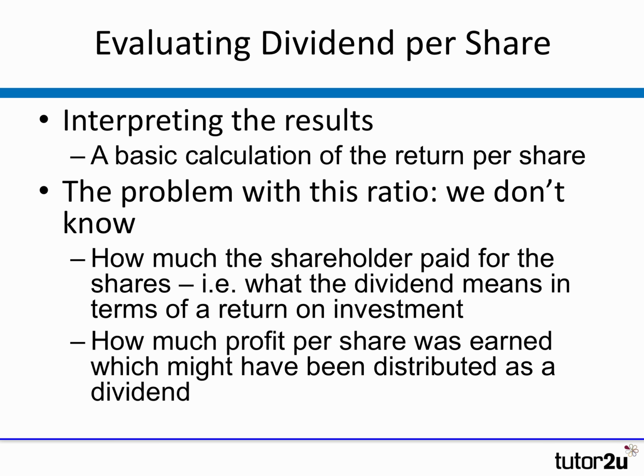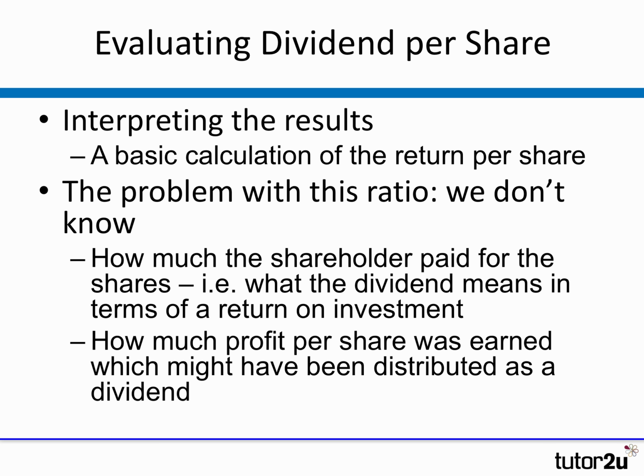Now, how useful is dividend per share as a shareholder ratio? Well, of course, it is just a very basic measure of the absolute return that a share returns, that the shareholder receives. But you can probably already see from this ratio that there are one or two problems with it. Firstly, we don't know how much the shareholder paid for the shares. And indeed, many shareholders would have paid different prices for their shares if the business is listed on a stock exchange. So we don't know what that dividend per share means in terms of a return on what they invested in the share in the first place.